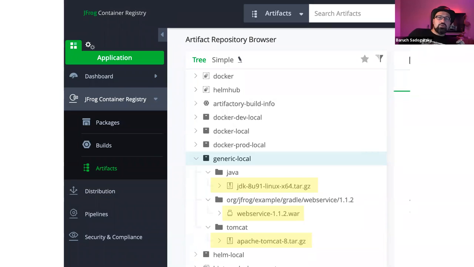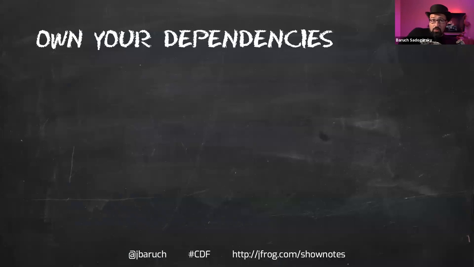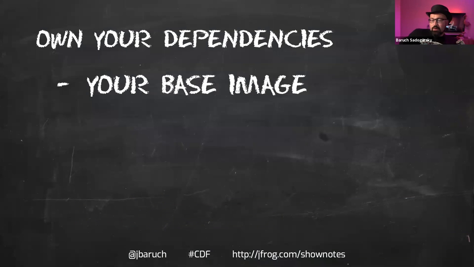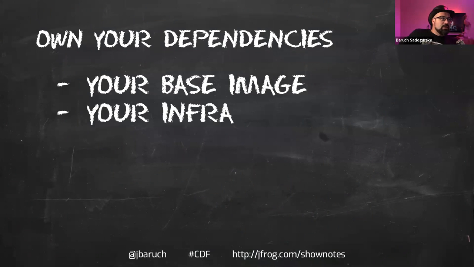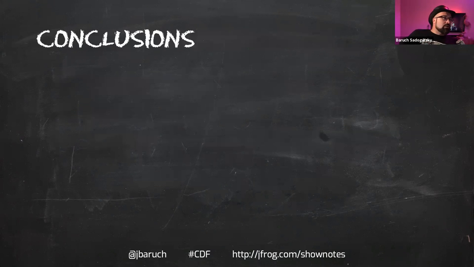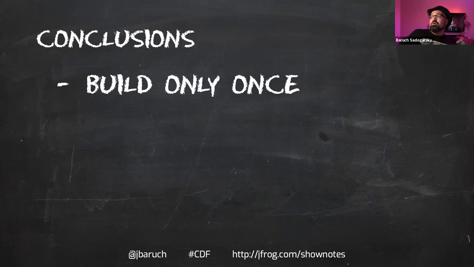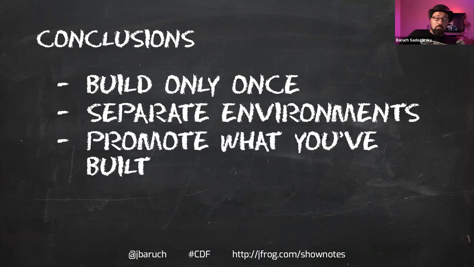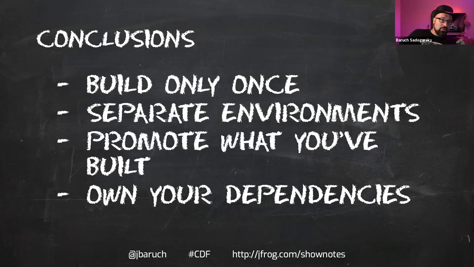And not only that, you can actually build the same pipelines with the same strongest quality gates based on multiple generic repositories for different maturity levels, exactly like we did with the Docker registries. So you need to own your own dependencies, your base image, that's what the remote caching proxy is, and then your infrastructure, and this is where we saw the JDK and the Tomcat, and your application files. So just to conclude, you build only once, you separate environments, you promote what you have built, and you don't rebuild in each and every environment, and then you own your dependencies.